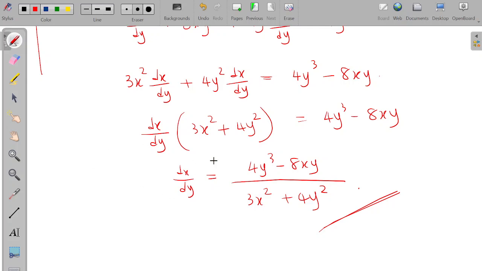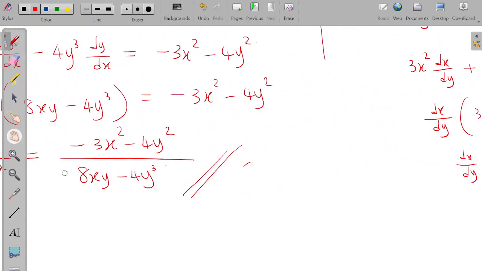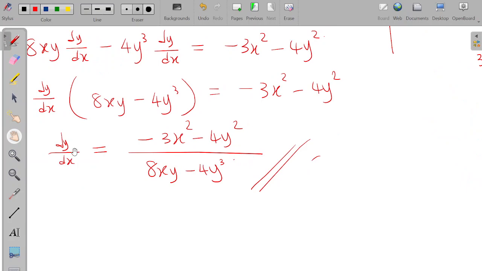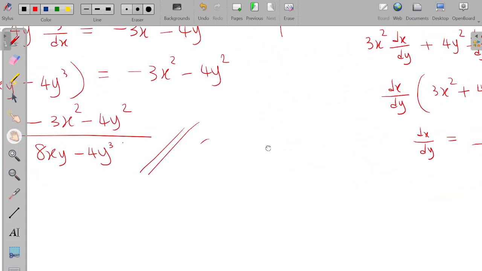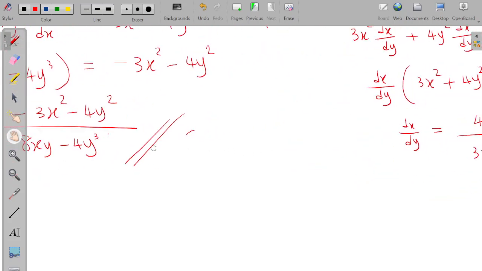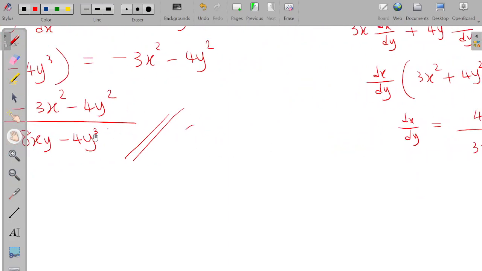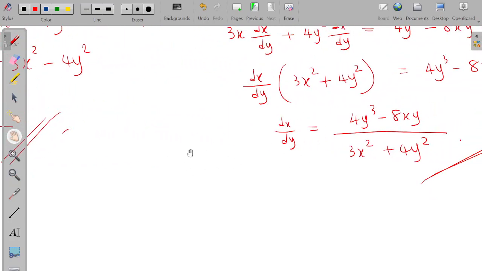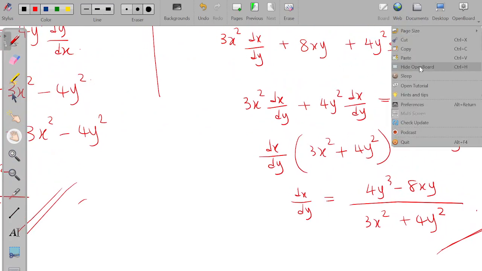You see, that is it. This is when we are looking for dx over dy, which means x is a function of y. But in the earlier example we were looking for dy over dx, where y is a function of x. You see, we have two different answers. What we have at the denominator now is the numerator here, and the sign also changes. Please make sure that you understand.